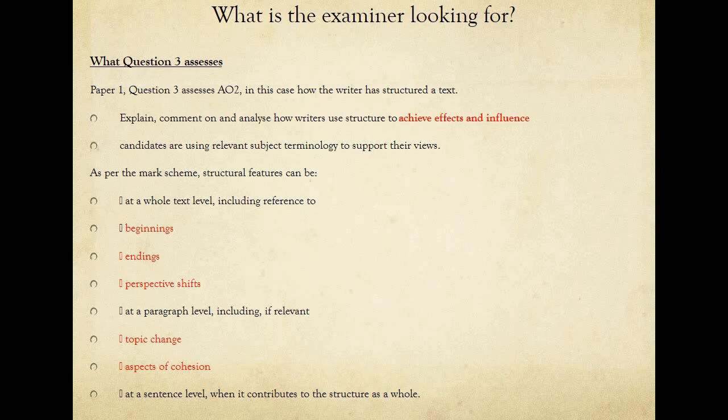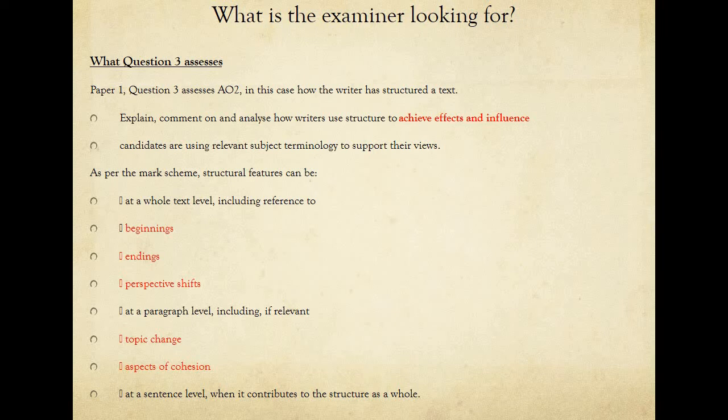Candidates are using relevant subject terminology to support their views. Well, you've just noted down a whole PowerPoint's worth of different terms that you could use, and they're all terms that will be accepted and come into play in terms of looking at structure. So, as per the mark scheme, structural features can be at whole text level, including reference to the beginning and ending.